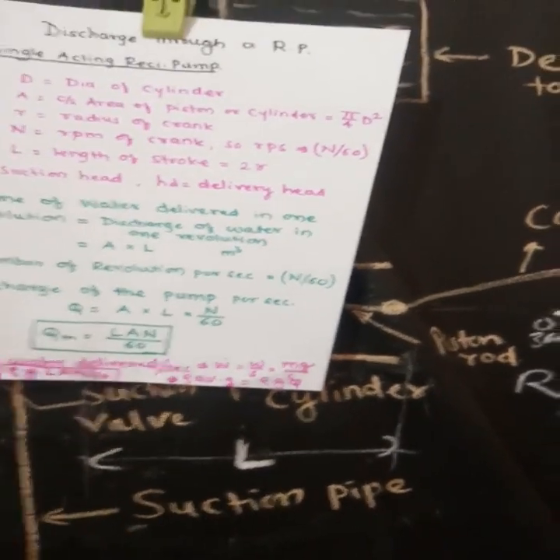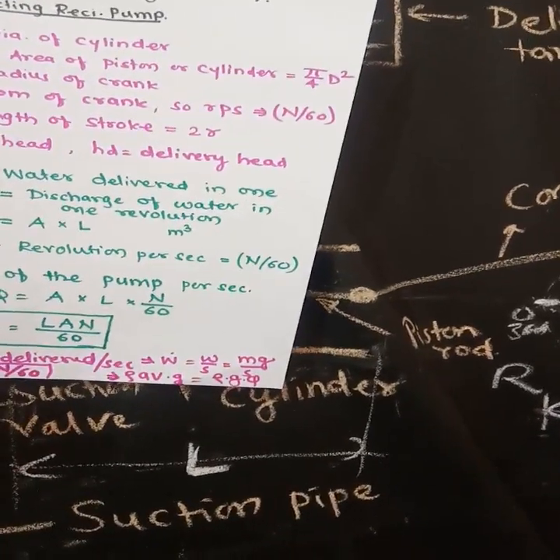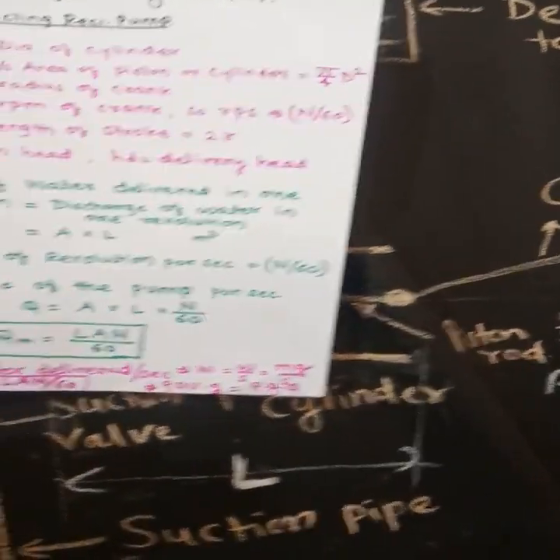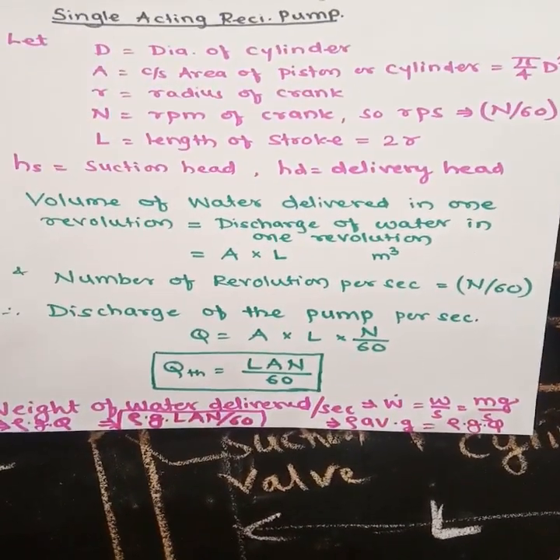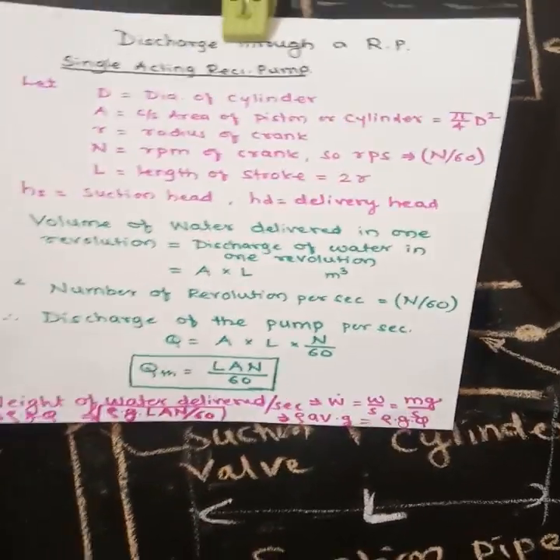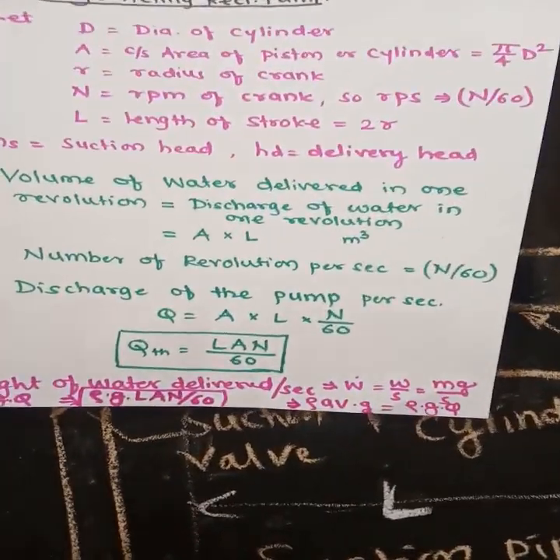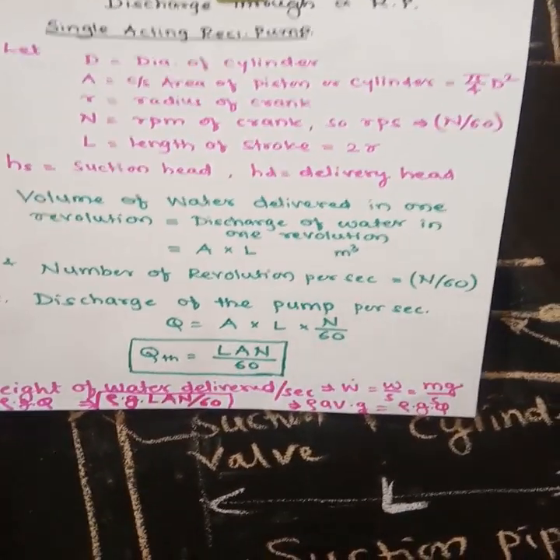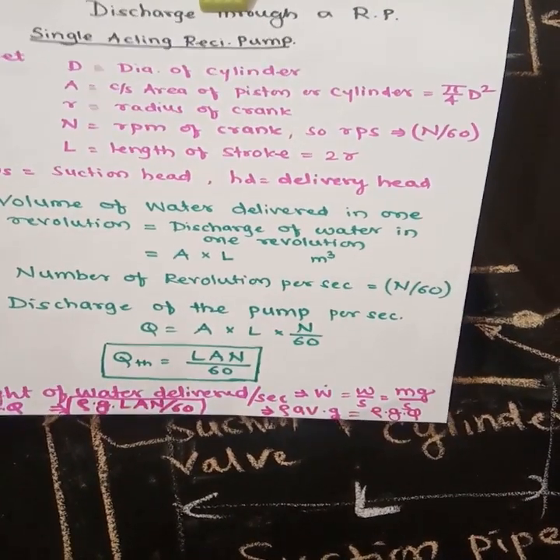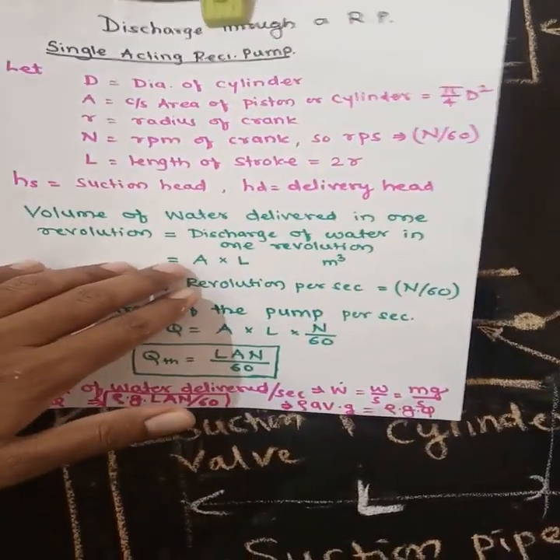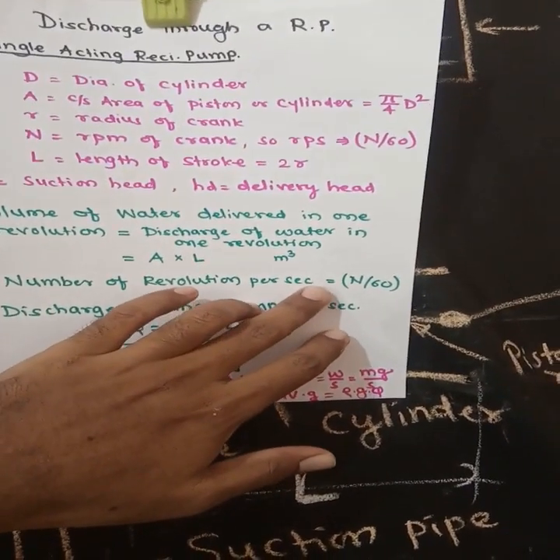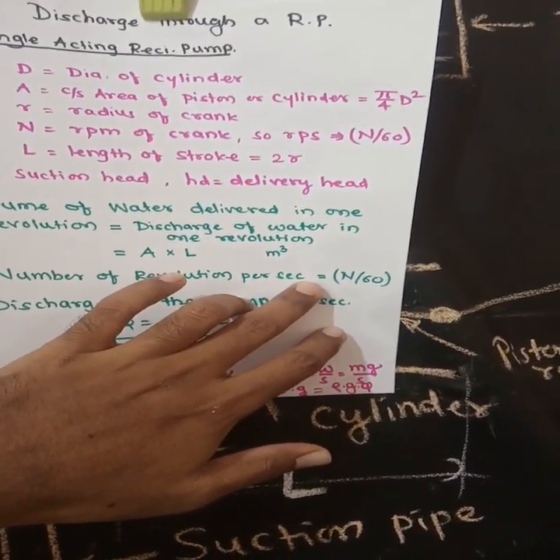Here N represents the number of revolutions per minute, so the number of revolutions per second can be represented as N by 60. As you know, discharge is measured in meter cube per second, that is volume per time in seconds. Here the volume is A into L, multiplied by the number of revolutions per second, that is N by 60.